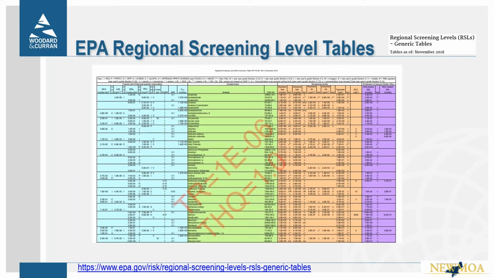EPA, first in Region 3 and now across the board, has had these regional screening tables up for a while now. They're updated quite regularly. I believe the ones we're looking at here are from last year. I'll blow this up in a second, but the link is at the bottom of the slides as well. They figured all this out for you and published it for you.